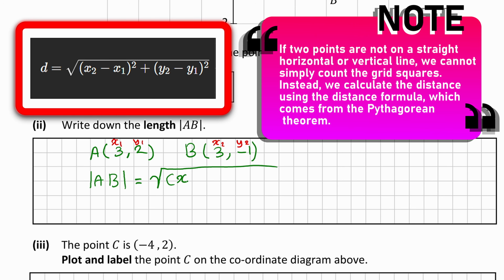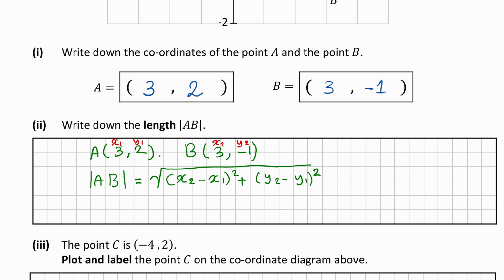So we have the square root of x2 minus x1, squared, plus y2 minus y1, also squared. That's the formula when we need to compute the length between two points from the diagram: x2 minus x1 squared plus y2 minus y1 squared. Now we write down the values, with the square root here.